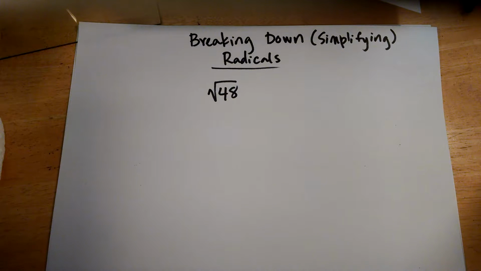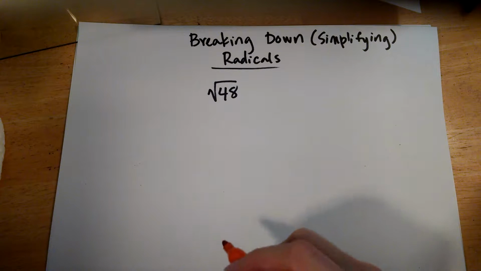Today we're talking about breaking down or simplifying radicals. Okay, so here's my example problem. The square root of 48. How do we break this down? Let's see. Well, we're going to have to get down to prime factors.